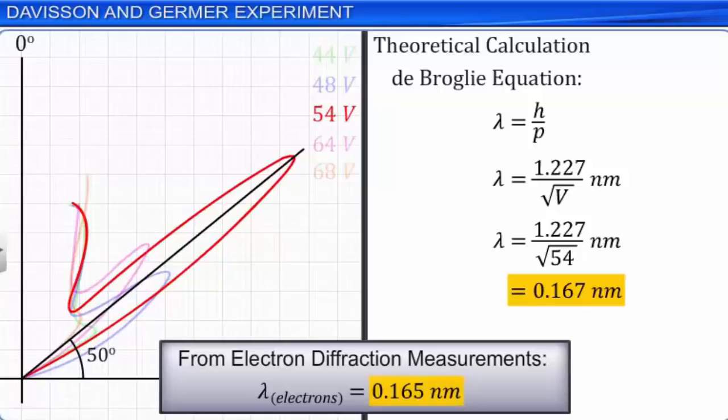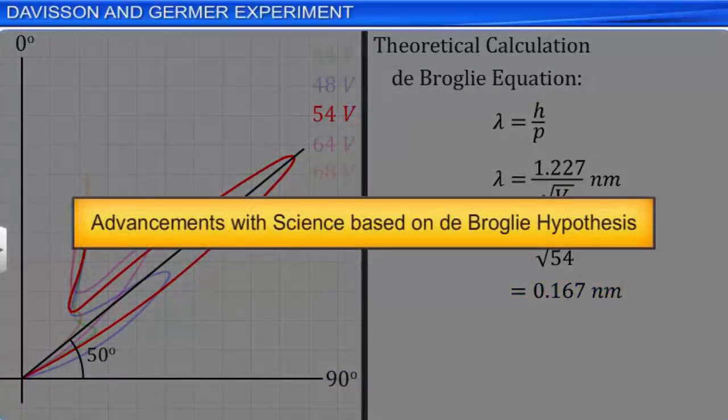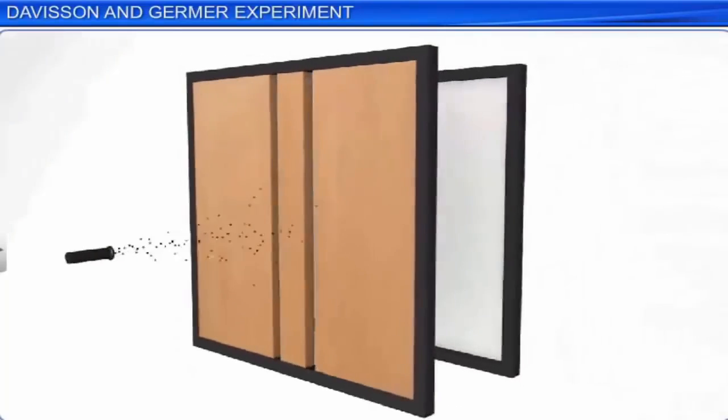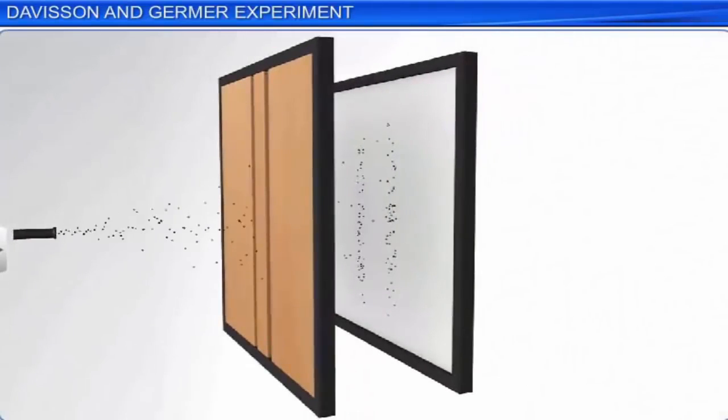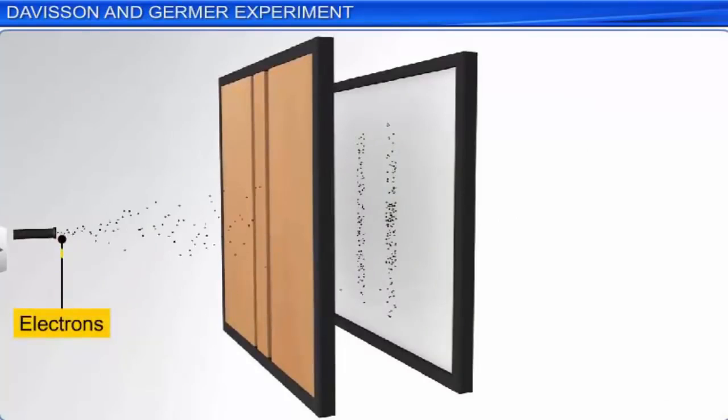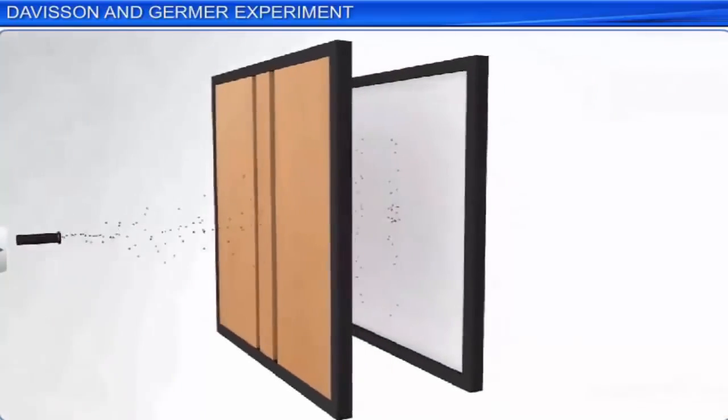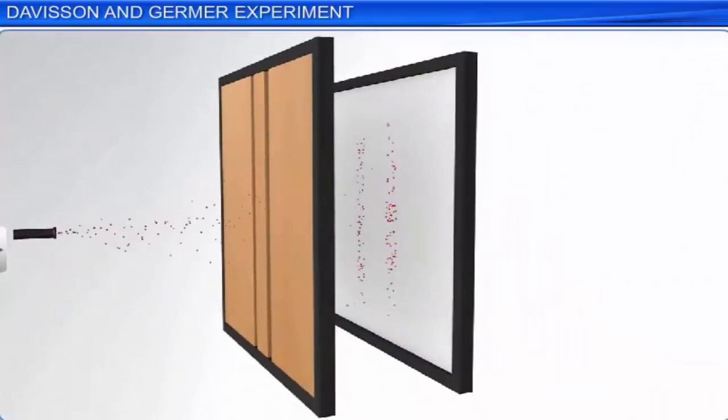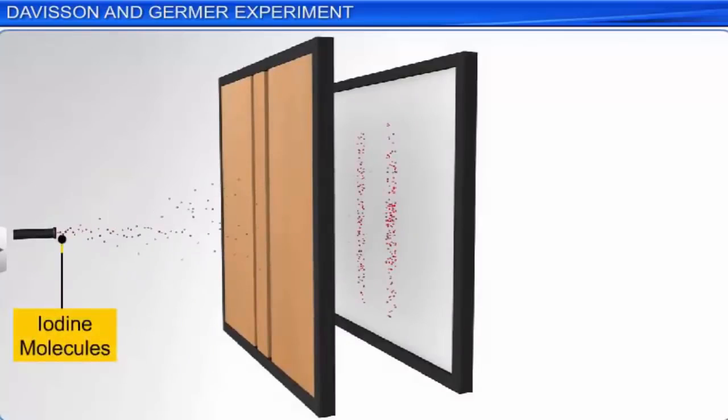The de Broglie hypothesis has been the cornerstone of many advancements and applications in recent times. In 1989, the wave nature of a beam of electrons was experimentally demonstrated in a double-slit experiment, similar to that used for the wave nature of light. In 1994, interference fringes were obtained with beams of iodine molecules, which are about 1 million times more massive than electrons.